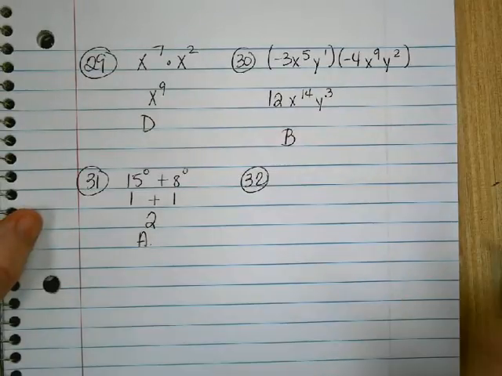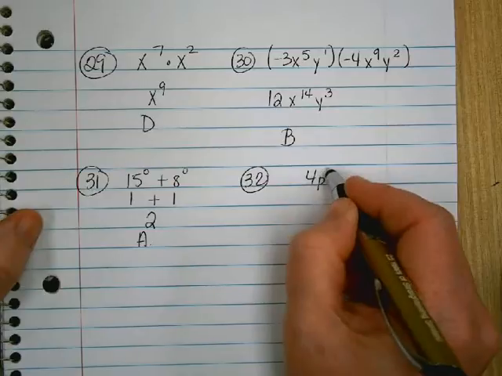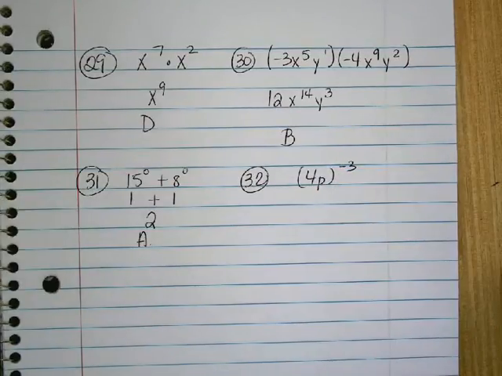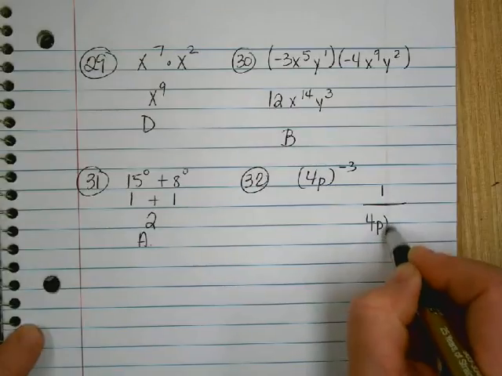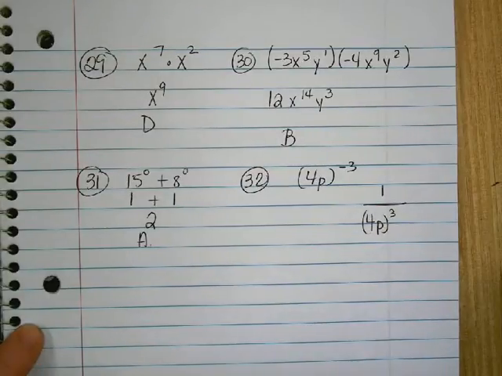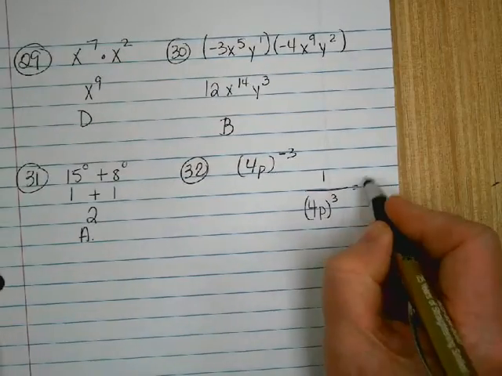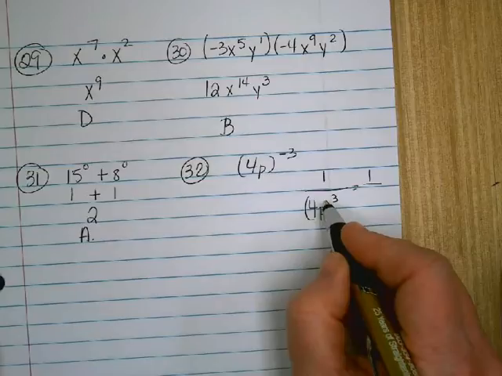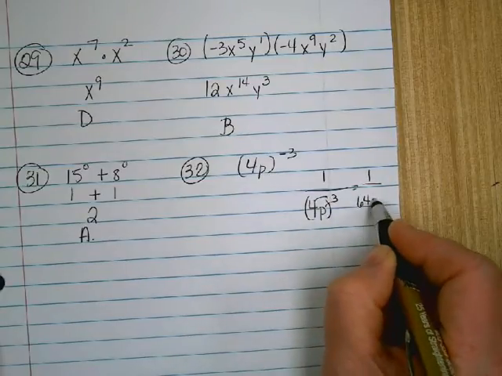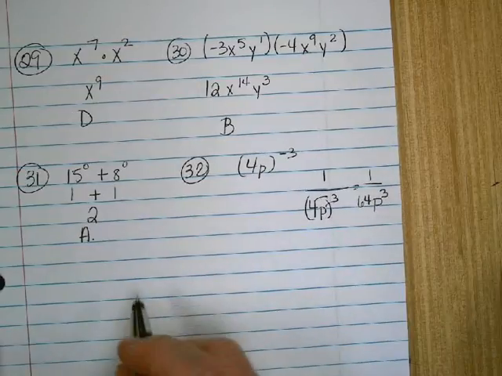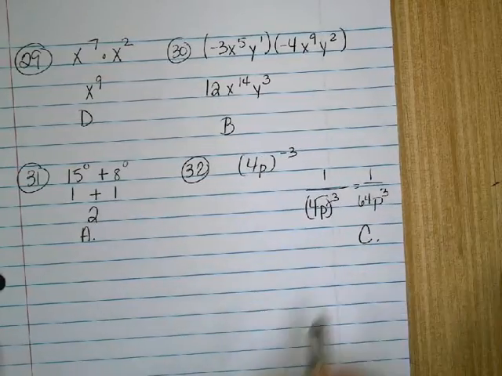32, 4p to the -3rd power. What does it mean to have a negative exponent? Move everything to the other part of the fraction. So this is 1 over 4p cubed. Now go ahead and cube the 4p. Cube them each. It's going to be 1 over 4 cubed. What's 4 cubed? 64 p to the third. That's answer choice C.